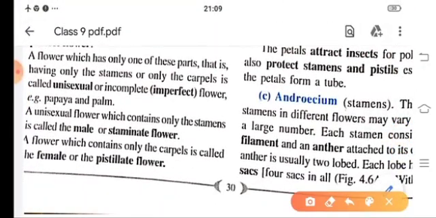Okay. Then next is the unisexual flower. A flower which has only one reproductive part, that means either the male or the female, is a unisexual flower, or it is also known as an imperfect flower. A unisexual flower may have only the stamens or only the carpels. The unisexual flower which contains the stamens is known as the male or the staminate flower. Then the flower which contains only the carpels is known as the female or the pistillate flower.